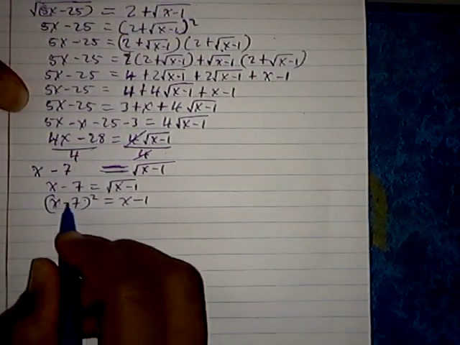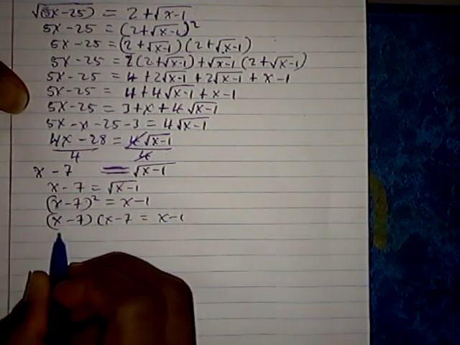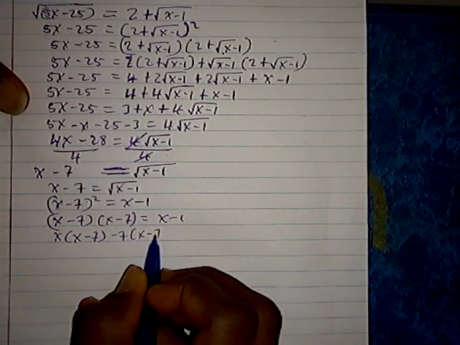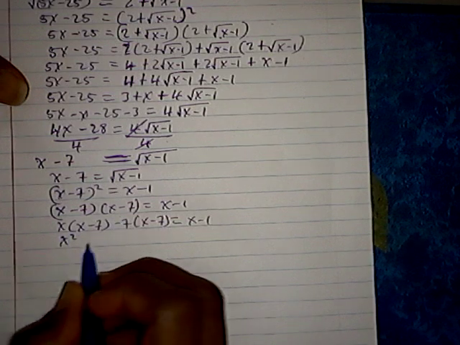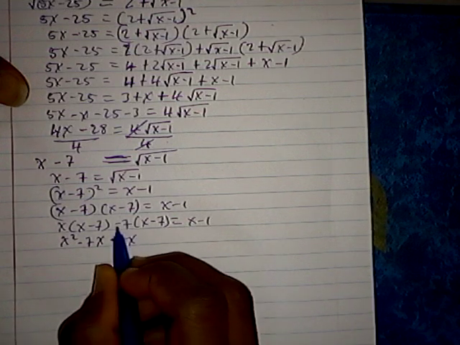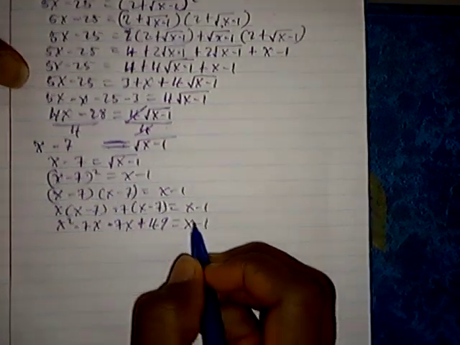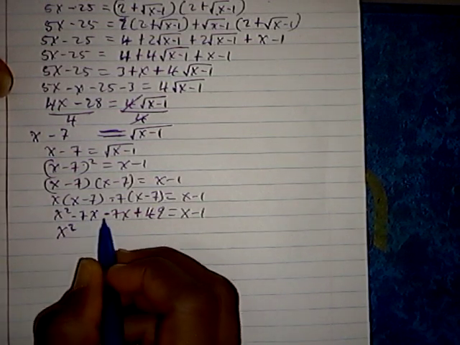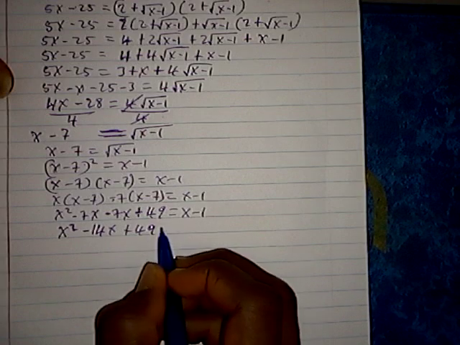Now we make this bracket into 2, (x minus 7)(x minus 7) equals to what? x minus 1. So what are we going to do? x times (x minus 7) minus 7 times (x minus 7) equals x minus 1. So we say x squared, x times x is x squared. x times minus 7 is minus 7x. Minus 7 times x is minus 7x. Minus 7 times minus 7 is plus 49 equals x minus 1. Is it understandable? Here again, x squared minus 7x minus 7x is going to be minus 14x plus 49 equals x minus 1.